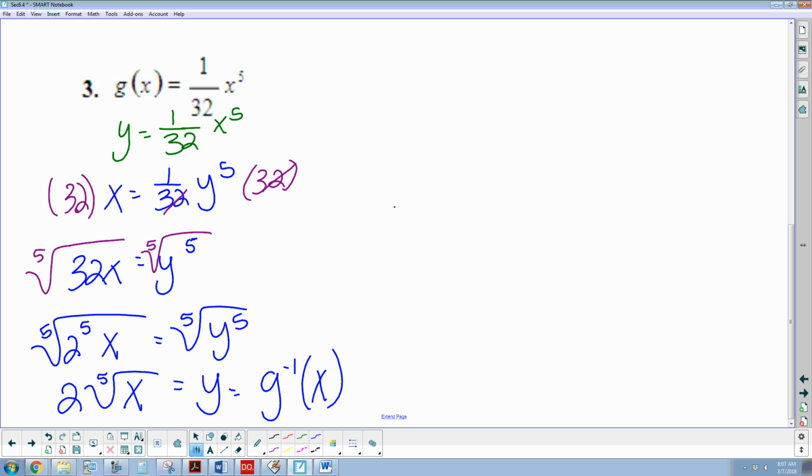You have to remember that the 5th root of 32 is 2. So we can rewrite 32 as 2 to the 5th power, and so the 5th root of 2 to the 5th power is just 2.